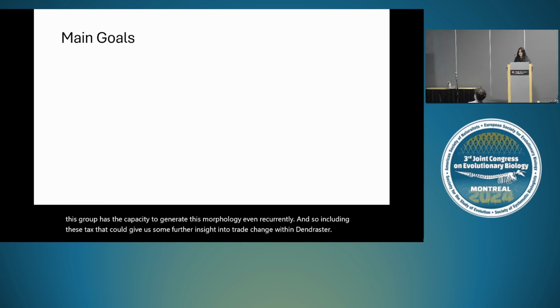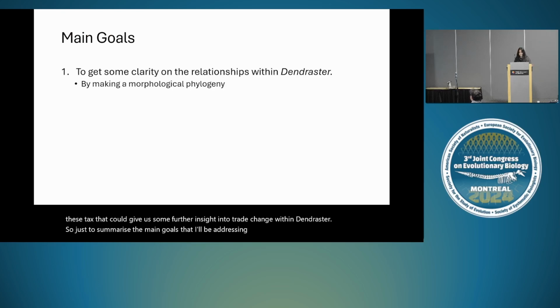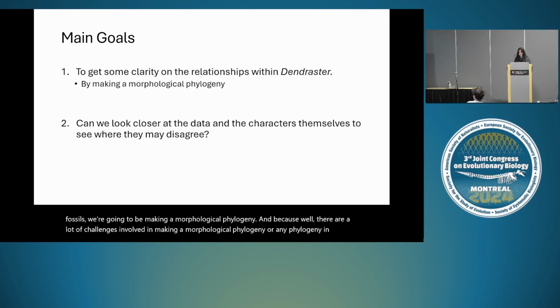So just to summarize the main goals that I'll be addressing today, first is, can we get some clarity on the relationships within Dendraster? And since most of these representatives are fossils, we're going to be making a morphological phylogeny. And, well, there are a lot of challenges involved in making a morphological phylogeny, or any phylogeny in general. But rather than waving it off or sinking into despair, maybe we can look closer at the data and the characters themselves to see where they might disagree or where any weirdness comes from, because therein we may find very interesting evolution and maybe come up with ways to work around it.